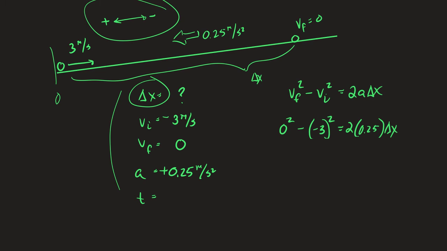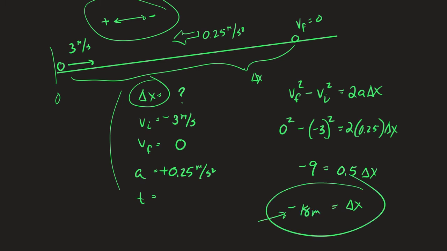The negative 3 squared is positive 9, but there's still a negative out front. So negative 9 equals 0.5 delta x. So delta x equals negative 18 meters. This negative means up the ramp.